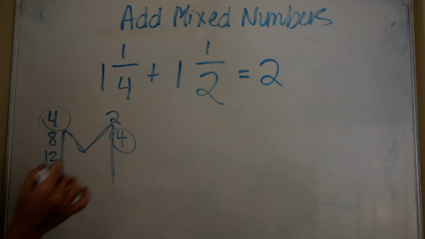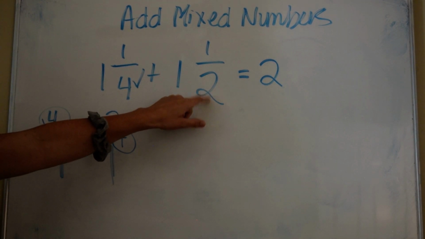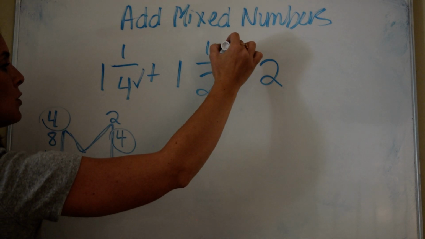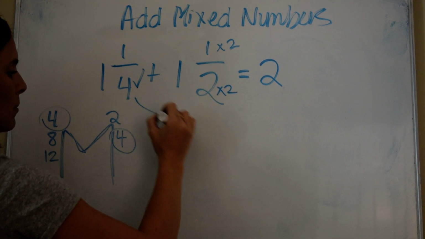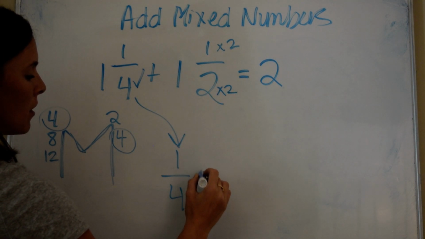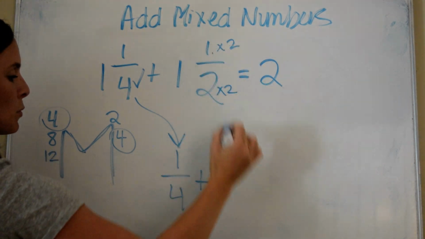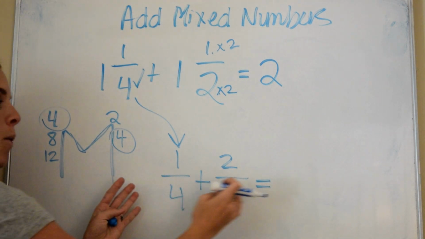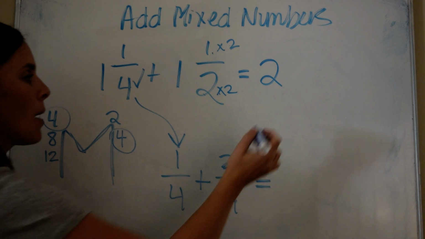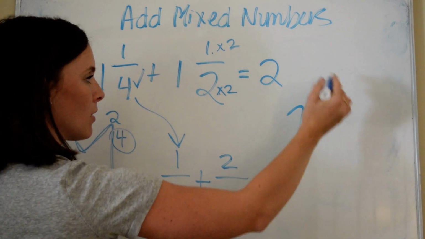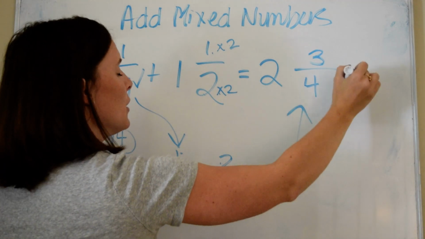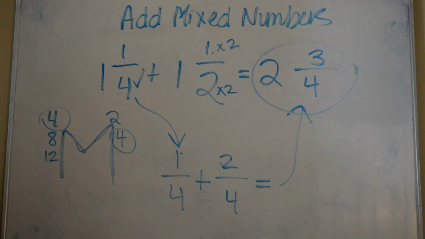Well, this one's good to go. That's a 4, but this is not a 4. How do I change a 2 into a 4? I have to multiply it by 2, which means I have to do the same thing to the top. So I'm going to bring down what I have here. I have a 1/4. But this part changed. 2 times 1 is 2, and 2 times 2 is 4. So now I have 2/4. Now I can add across because I have the same denominator. And I'm going to write my answer up here. So 4 is my denominator, and then 1 plus 2 is 3. So my proper answer to the original equation is 2 3/4.